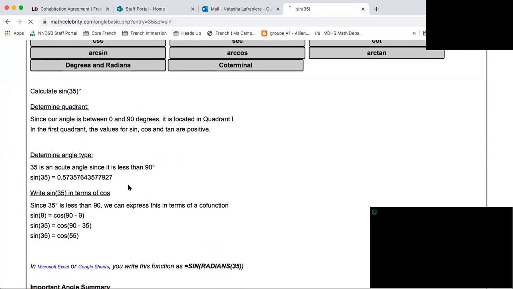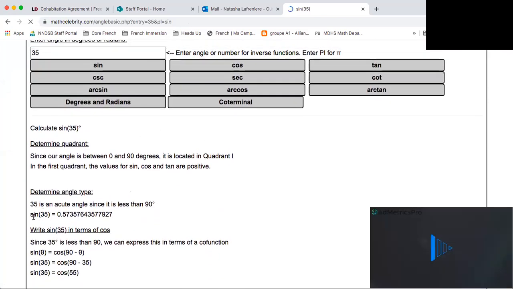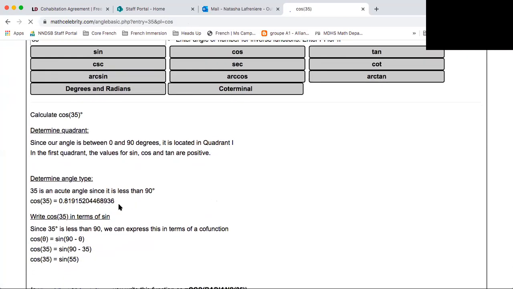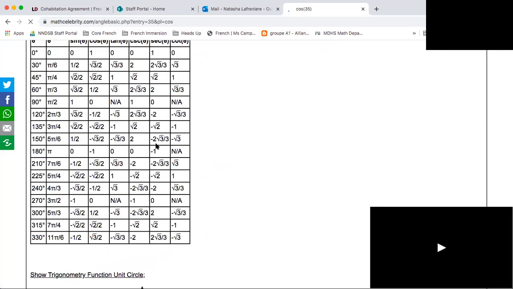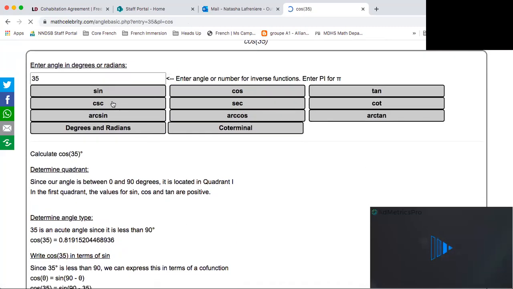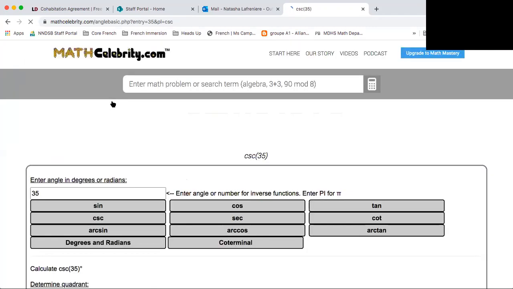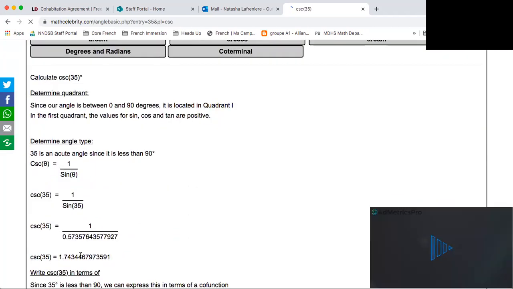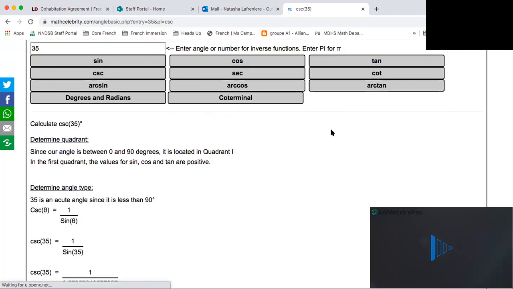It'll give you the number right here. And you'll do the same thing for cos, and it'll give you the answer right there. And you'll keep doing that, so cosecant. This is more for cosecant, secant and cotangent, just because those aren't on your calculator. So this makes it a little bit easier for you guys. Okay, so it would tell you the answer right here. Okay, and that is all for that.